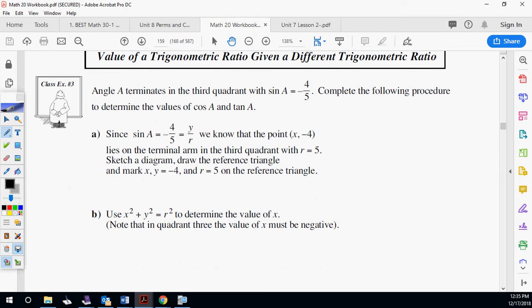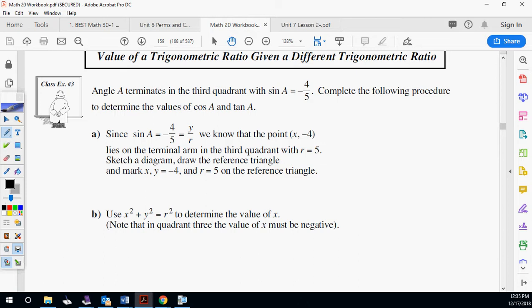Value of a trig ratio given a different trig ratio. So now we're given sine, and we want to find cosine and tangent. So when you get these, you're going to realize that you're given sine, you're given 2 values, right? You know y and r are 5. Now, do you know which one's negative? No, except it tells you the third quadrant. So in the third quadrant is sine negative? Yes. So you know it's a -4 and 5. R is always going to be positive, so don't worry about r being negative anyways.